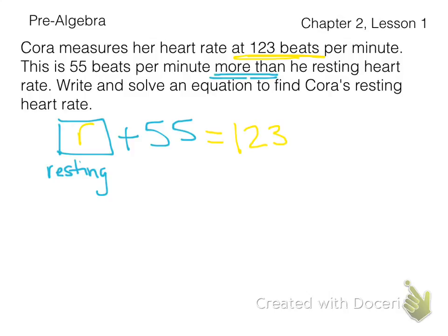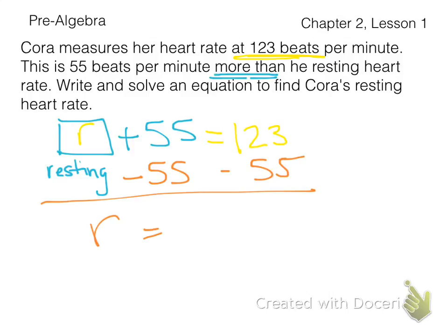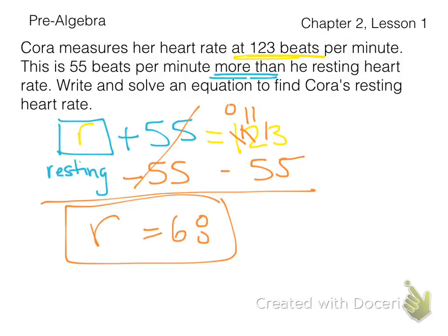Okay? So now that I have an equation, I need to solve for the resting heart rate. Well, what's happening to the resting heart rate? It's being added by 55, so the opposite of adding 55 is subtracting 55. So we're going to have R is equal to, again, 55 minus 55 is 0, so that cancels each other out. And I'm going to go ahead and borrow, show some work. 13 minus 5 is 8, 11 minus 5 is 6, so the resting heart rate is 68 beats per minute, all right?